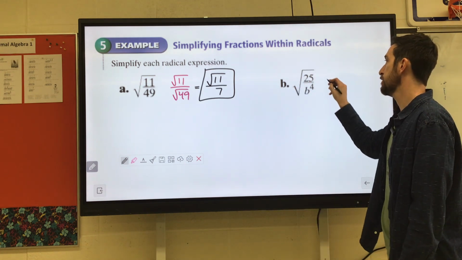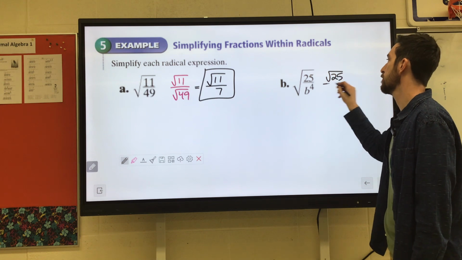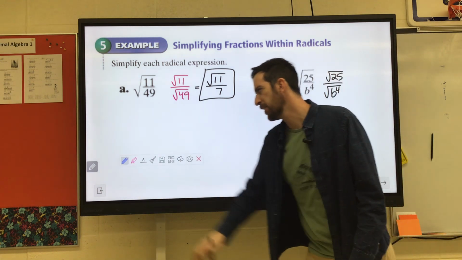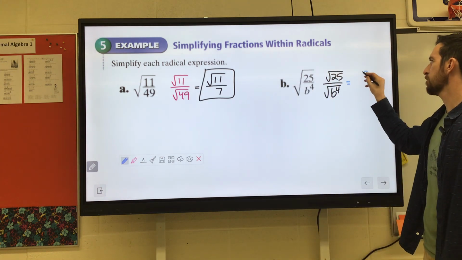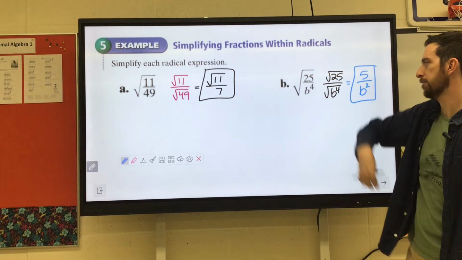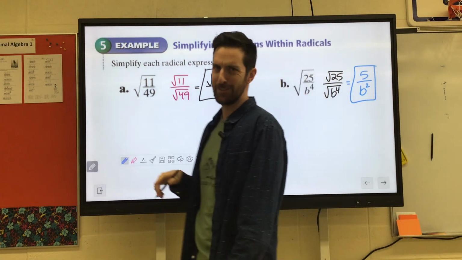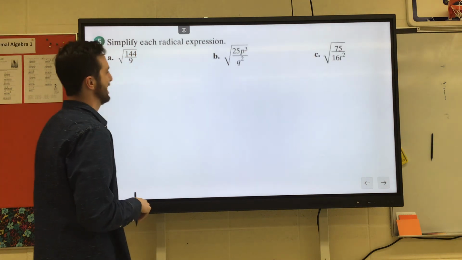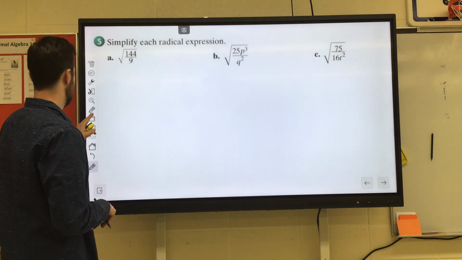Here, if we square root each one, square root of 25 over square root of b to the 4th. Square root of 25 I know is 5. And the square root of b to the 4th is b squared. Look at that. All the square roots gone. It's all perfect.